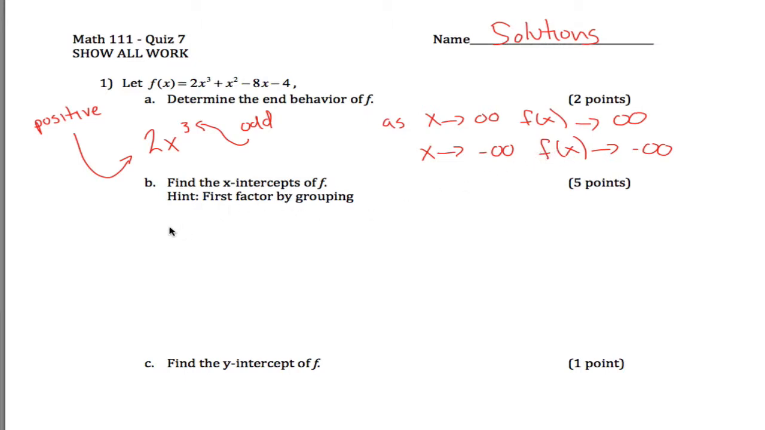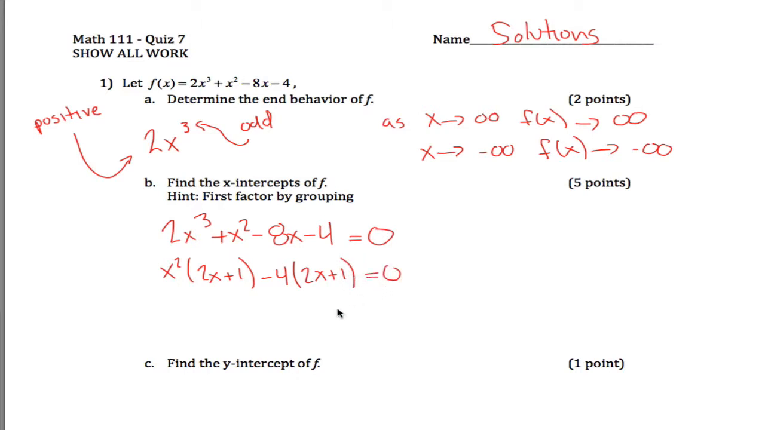Okay, find the x-intercepts. To find the x-intercepts, what we want to do is set this equation equal to 0. To solve this, it says factor by grouping. In this first group here, my greatest common factor is x squared. If I pull out that x squared, I'm left with 2x plus 1. Then I look at this next group, and I want to be left with 2x plus 1. In order to be left with 2x plus 1, I need to pull out a negative 4.